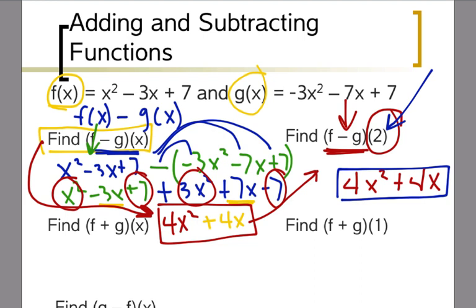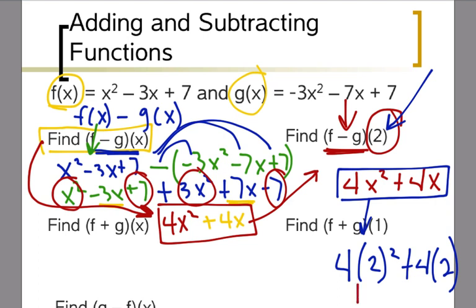So that's just 4, so I'll do it down here, times 2 squared plus 4 times 2. And then all you have to do is simplify like I was doing on the last page. So 2 squared is 4, times 4 is 16, plus 4 times 2 is 8. So I just add 16 and 8 and get my final answer of 24. So the answer for this problem, f minus g of 2, is 24.